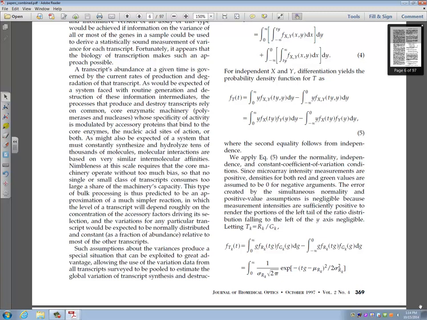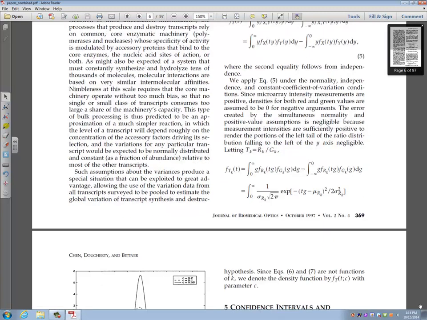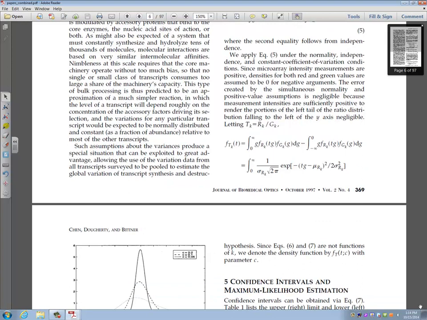So now, here, you're going to apply it to the kth spot. So f of t_k, the ratio at the kth spot, will be the integral from 0 to infinity. And see, t is the ratio of green to red, or red to green. So this was red to green. Which one was y and which one was x? All right. Okay.